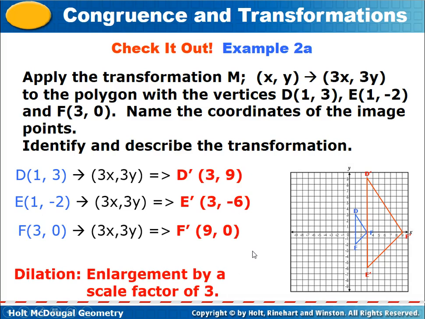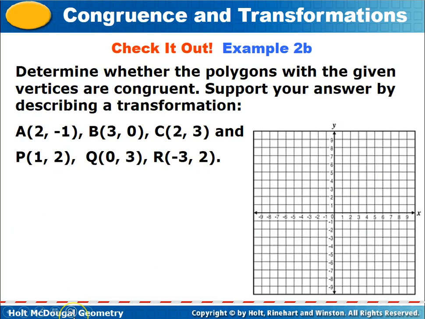So here again, you might want to pause it so they can check their answers and write down what occurred here. Okay, so I want you guys to go ahead and do the check it out example 2B. You're going to again determine whether the polygons with the given vertices are congruent. Support your answer by describing the transformation. So go ahead and plot A, B, C.